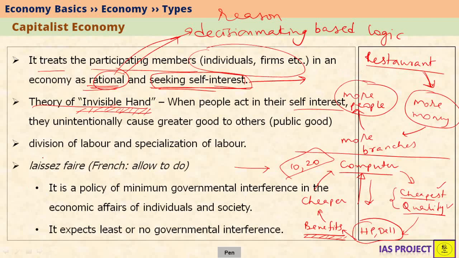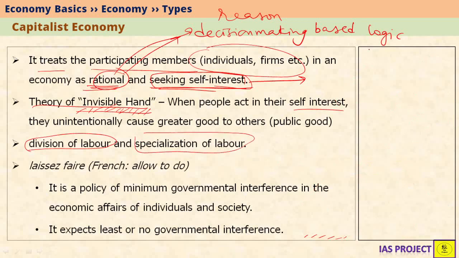Capitalist economy also believes in division of labor and specialization of labor. So what is meant by division of labor? Division of labor simply means people who are good at something have to do that. People who are not good at something should not do that. For example, there is a person A and there is a person B.